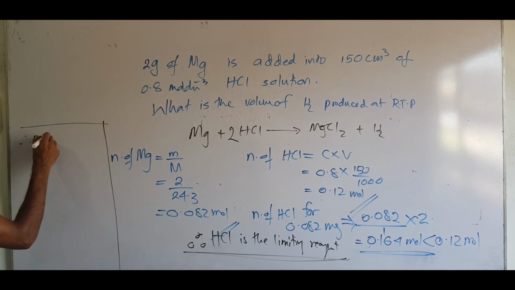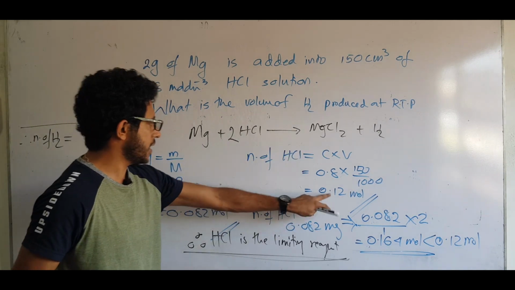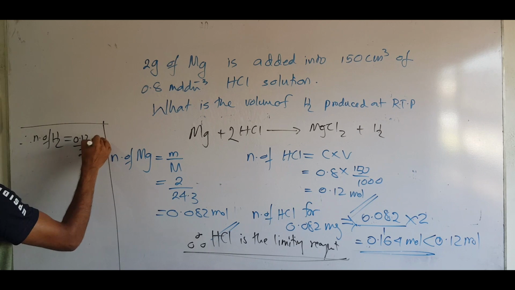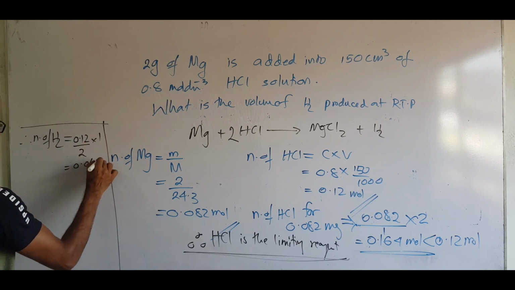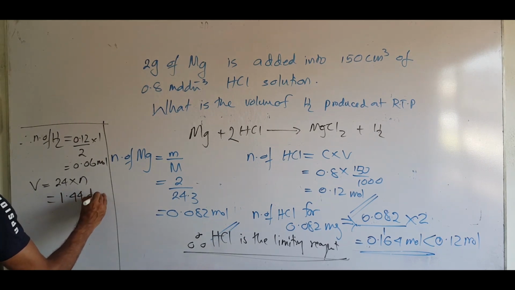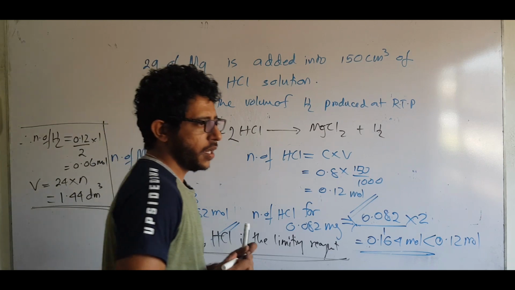Therefore, the amount of hydrogen is half of HCl. You have 0.12, so 0.12 divided by 2 multiplied by 1, which is 0.06 moles. V equals 24,000 N, or 24 N. So 24 into 0.06 gives 1.44 decimeter cube. That is the volume of hydrogen produced, right?